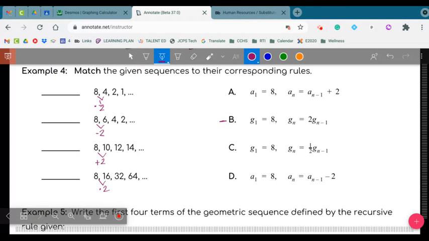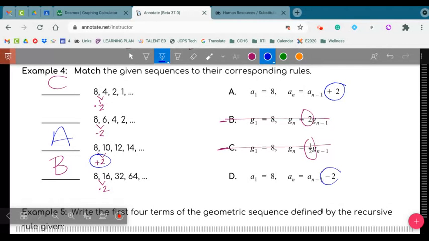So it has to be B or C. So whichever one has a common ratio of 1/2, that one would have to be C. The other geometric is going to be the one at the bottom, which is going to be B, because it has a common ratio of B. Cross those 2 off. Next, arithmetic. So we have the first one is +2, so that would be matched with the third one. The other one is -2, so it would match with D.